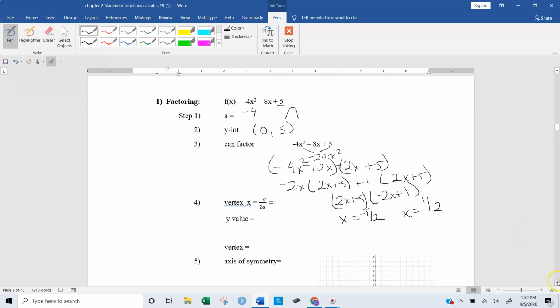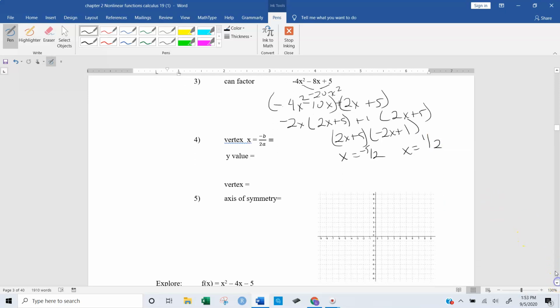Those are roots of my function, so that tells me where it crosses the x-axis. So it crosses at 1 half, and negative 5 halves is negative 2.5. And I know we could find the middle, but to find the vertex the other way is the opposite of b over 2a, and we just need to practice a little bit. So the opposite of b would be positive 8 over 2 times negative 4, which equals negative 1.